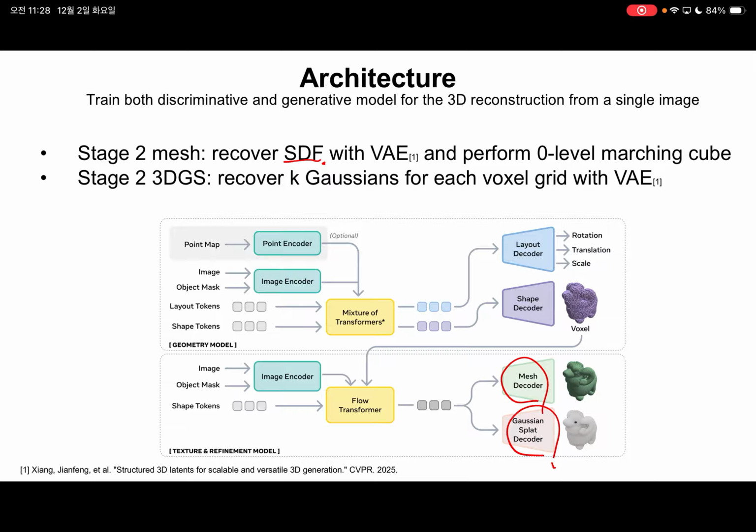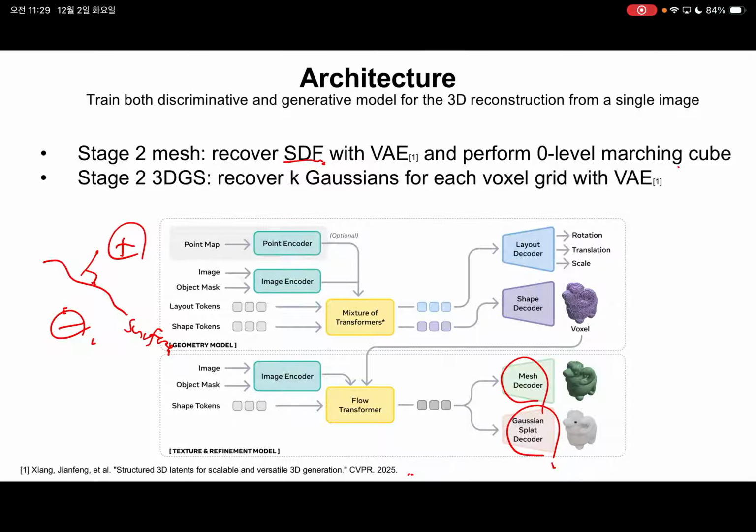Signed distance field is, for example, let's say this is the surface. For each position, it outputs the shortest distance to the surface, and the interior of the surface has a minus sign. Outside of the surface is a positive sign. So it first recovers SDF, because SDF is not restricted to some specific topology. SDF is like a volume style representation. With the VAE from this work, it then performs zero level marching cube.